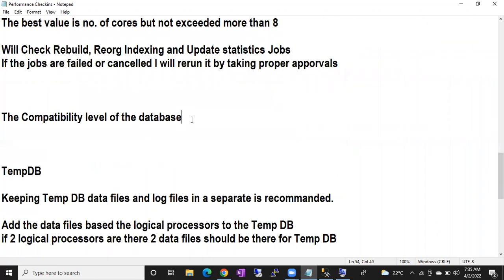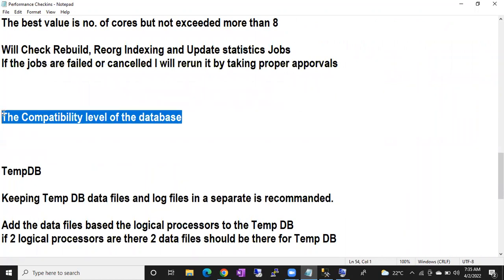Compatibility level, sometimes compatibility level also creates issues, guys. Imagine you restored the database from 2016 to 2019. So what would be the compatibility level, guys? 2016 to 2019 or 2014 to 2019?